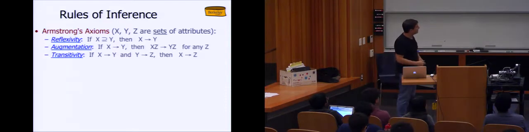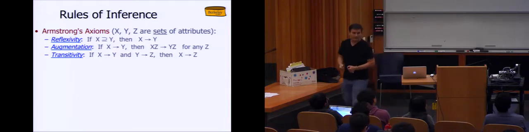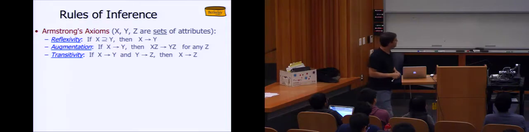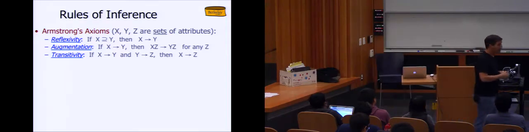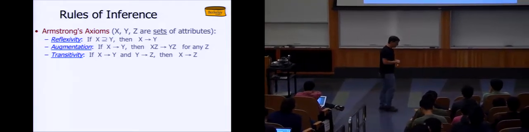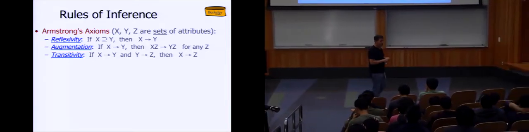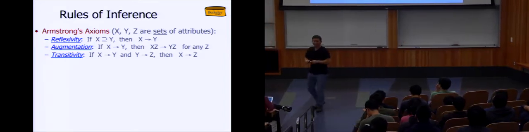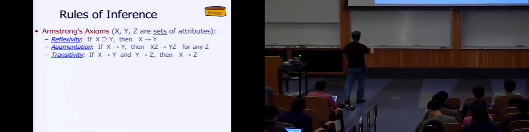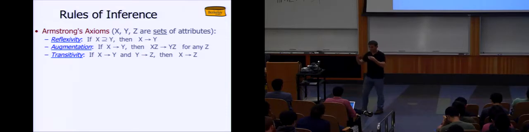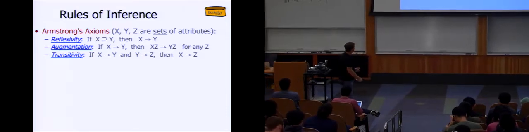They're called Armstrong's axioms, and there's only three of them, which is great. This is just a little simple axiom system. X, Y, and Z are sets of attributes. If X is a superset of Y, then X determines Y. This is like trivial dependencies, but more so. First name comma last name determines first name. Well, yeah, Joe Hellerstein's first name is Joe. I get it. So that's true. That's called reflexivity. And axioms, of course, are things we're going to take as given. They are true. From these axioms, we will then prove stuff.